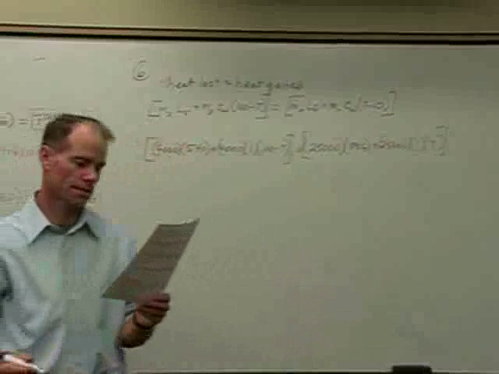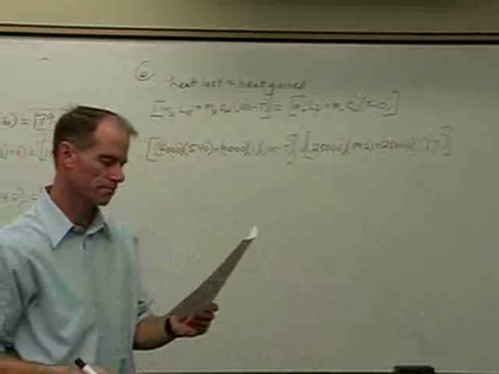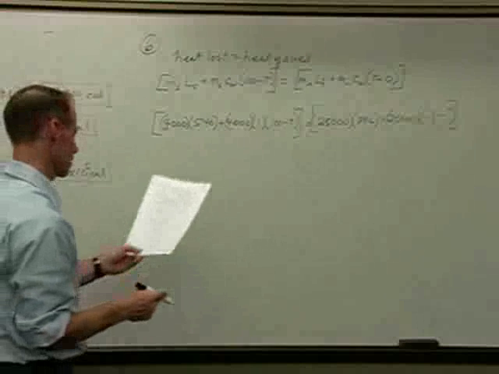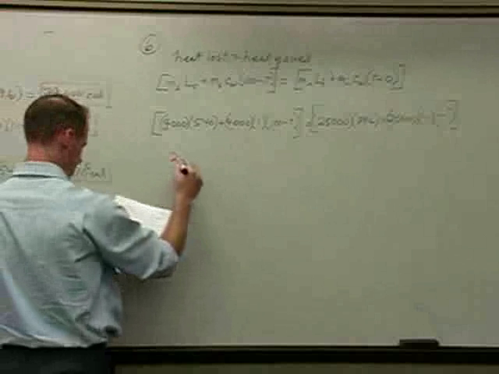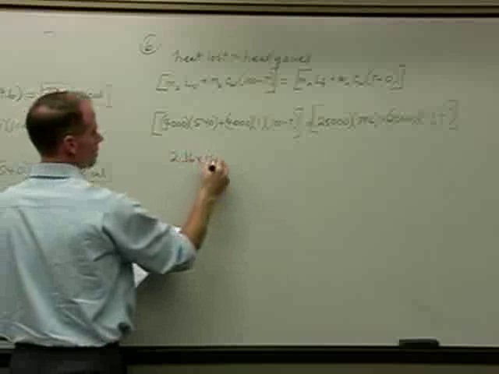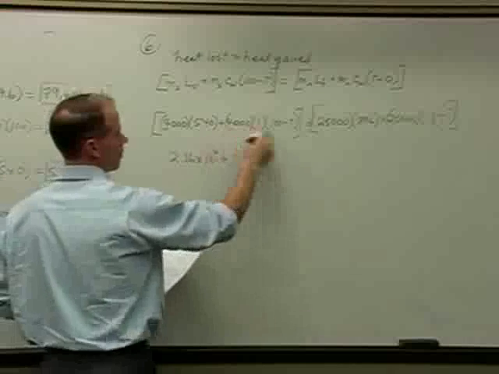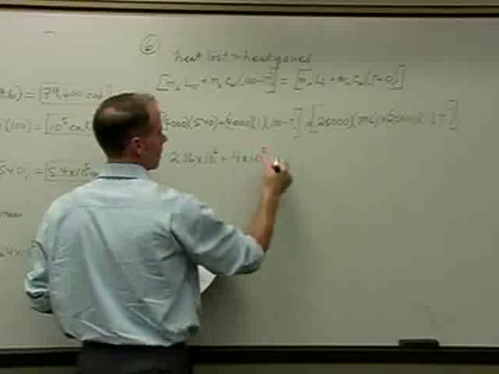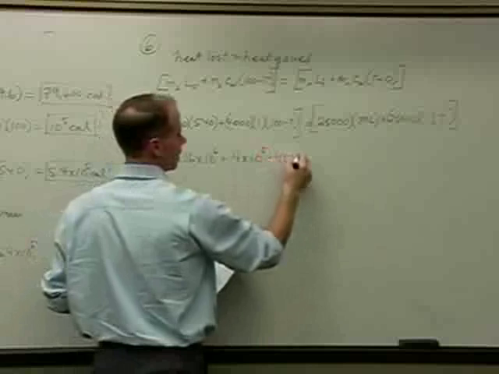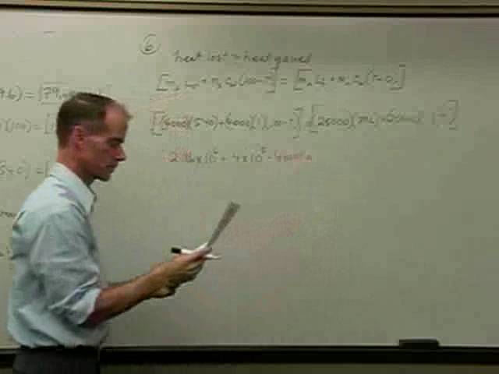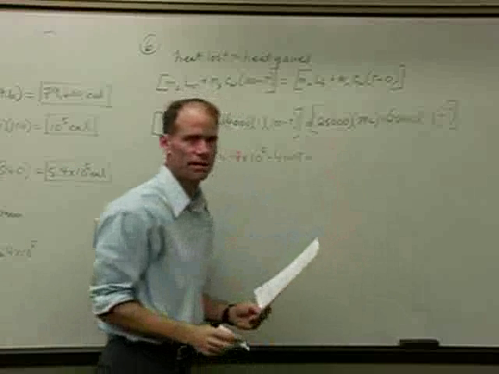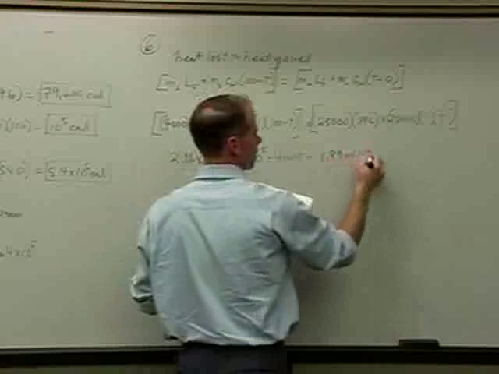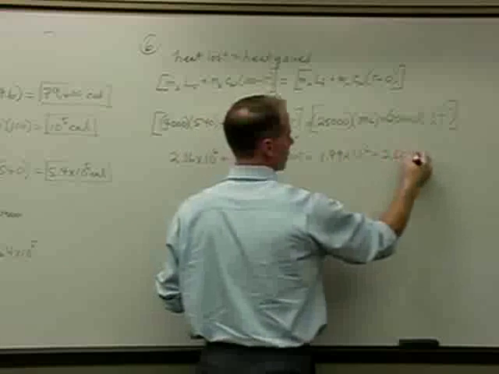So we have all of that. And if we were to multiply 4,000 times 540, we would get 2.16 times 10 to the 6, plus 4,000 times 100 would give us 4 times 10 to the 5, minus 4,000 times T equals, and over here 25,000 times 79.6 gives us 1.99 times 10 to the 6 plus 25,000 T.